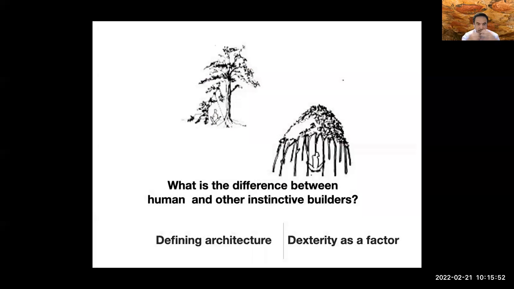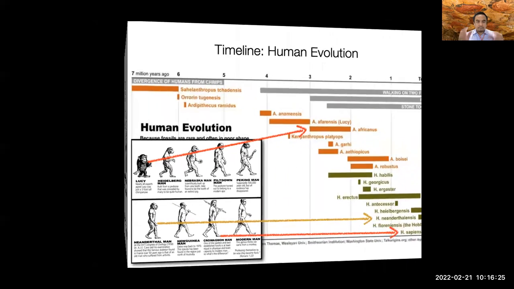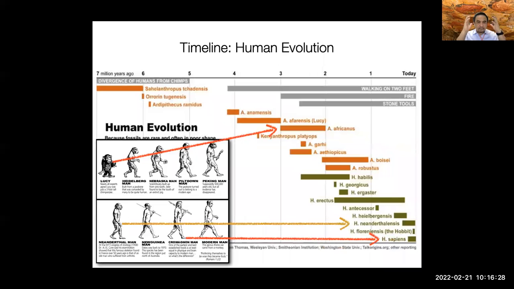So you have to think, what is the difference between humans and other instinctive builders, right? The keyword is dexterity. Dexter is the thumb. The way our hand was designed by nature, right? We have a thumb, we have four fingers, and then we can hold and grab things easily, and that makes us different, with a particular way of brain, a good brain and hand.